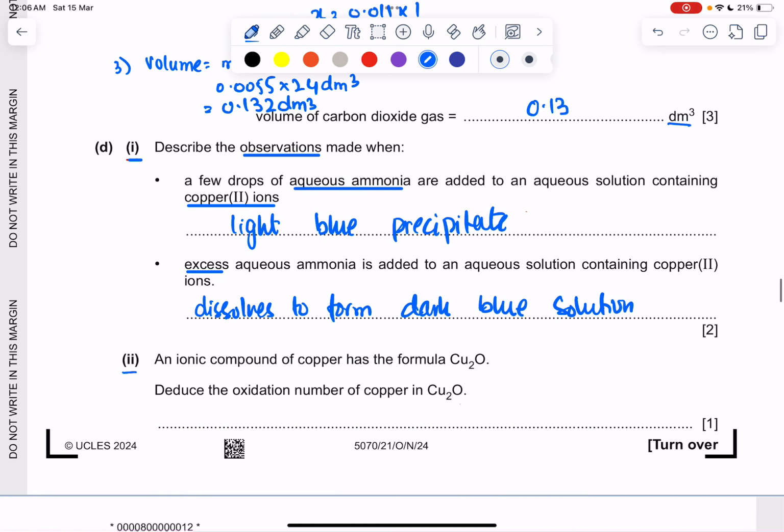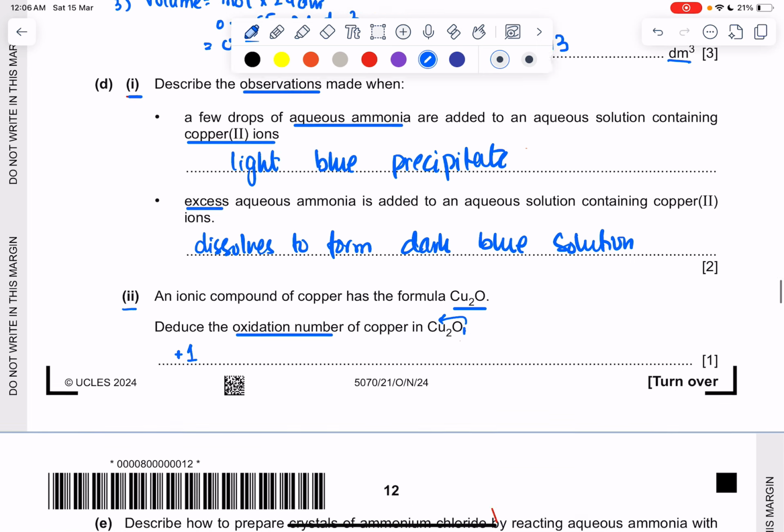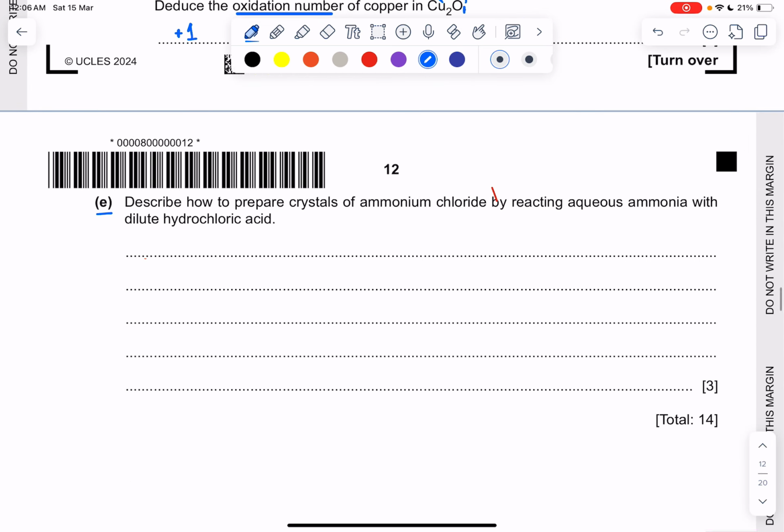Okay, next part 2: an ionic compound of copper has the formula Cu2O. Deduce the oxidation number of copper in Cu2O. So copper is a transition metal, so in that case we'll follow the crisscross method. Nothing is written with oxygen, so it means it is 1. So the oxidation number of copper is 1 and the charge is positive 1 because copper is a metal and metals are always positive.